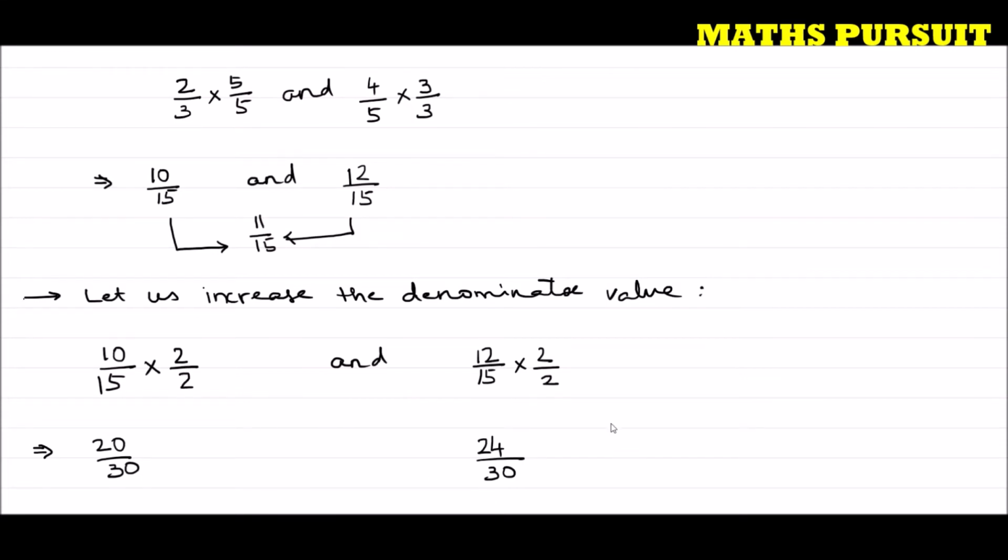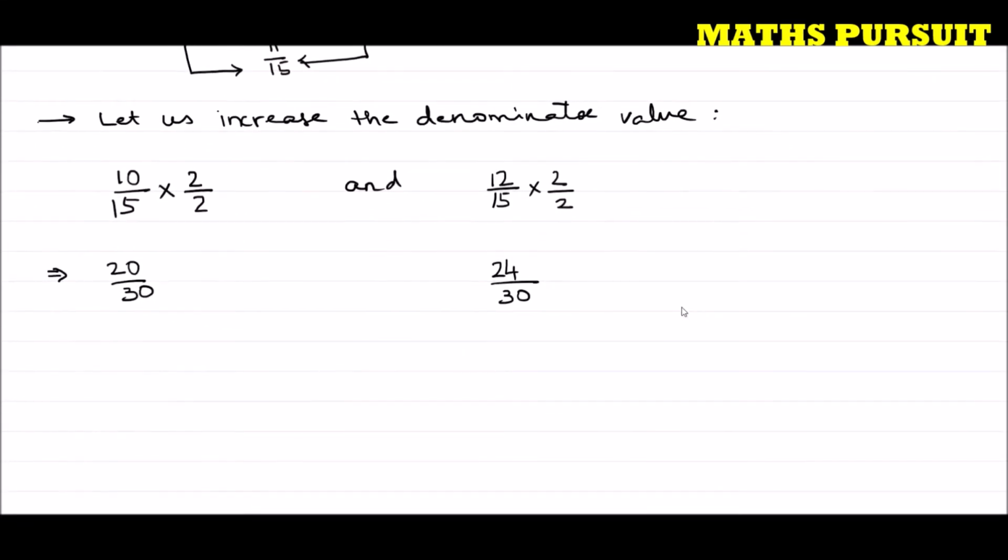Now guys, let us see how many rational numbers we have in between 20 upon 30 and 24 upon 30. If you look here, we have 21 upon 30, 22 upon 30, and then 23 upon 30. So these are the 3 rational numbers we are getting in between 20 upon 30 and 24 upon 30, or in other words, in between 2 upon 3 and 4 upon 5.